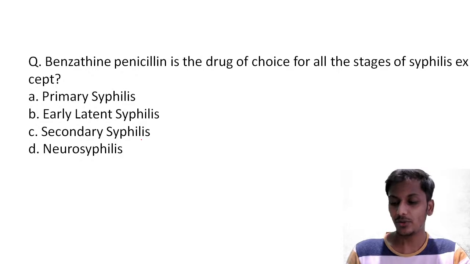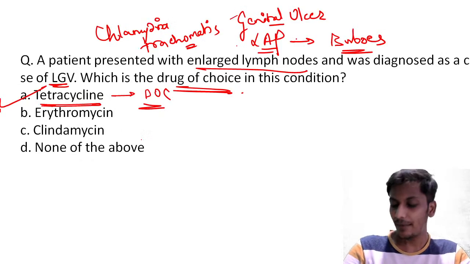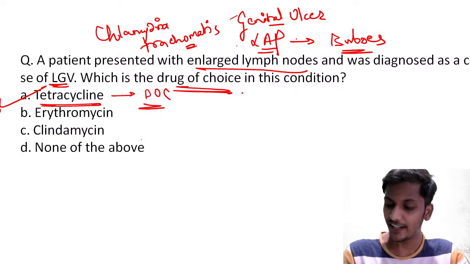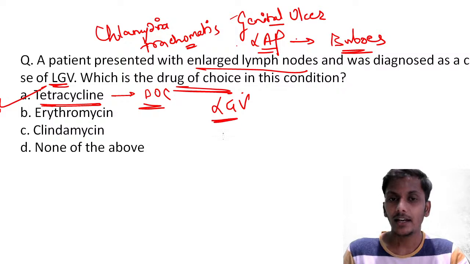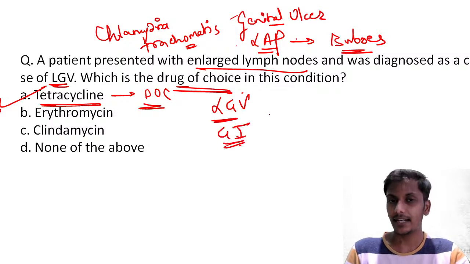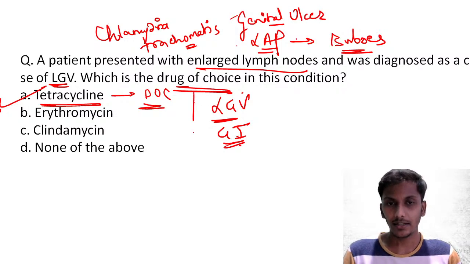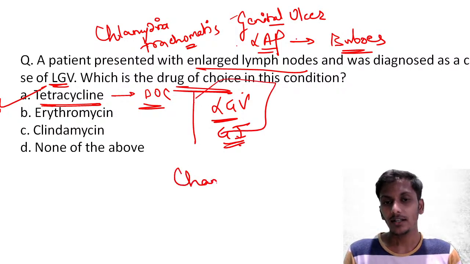Moving further, guys, to our next question now. Clindamycin is usually used in anaerobic infections. Apurva, please remember, clindamycin is usually used in cases of anaerobic infections. Tetracyclines are usually used in cases of LGV, lymphogranuloma inguinale, also known as donovanosis, all these conditions. Okay, so please remember, A is the answer, tetracycline. Okay, all these STIs, we usually use tetracycline except chancroid. In chancroid, what were we using? We were using macrolides.